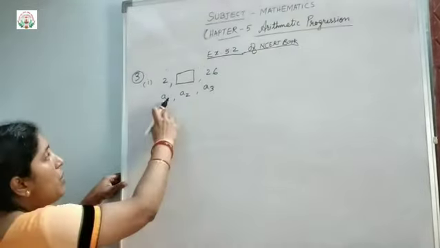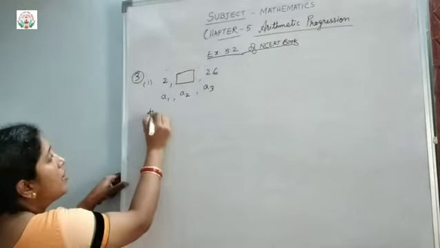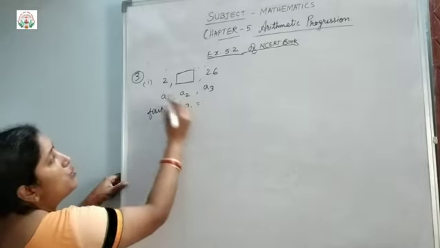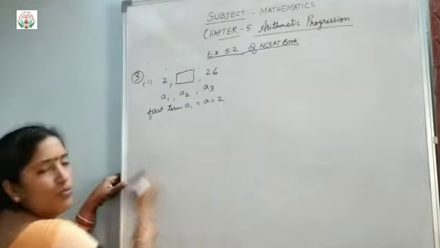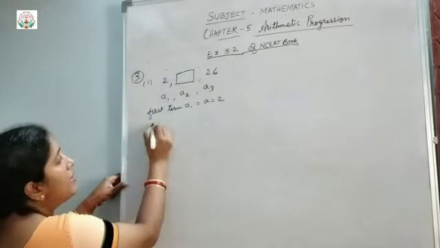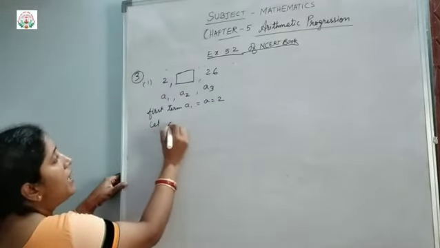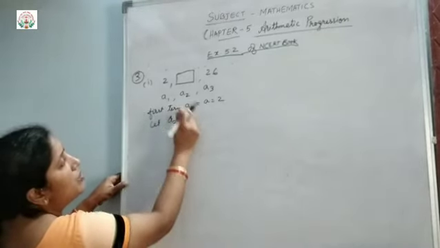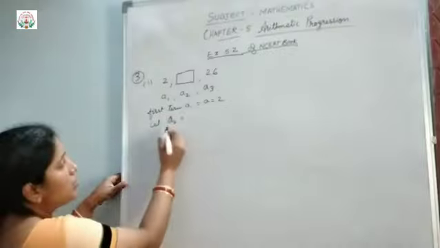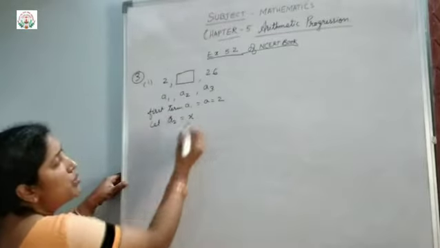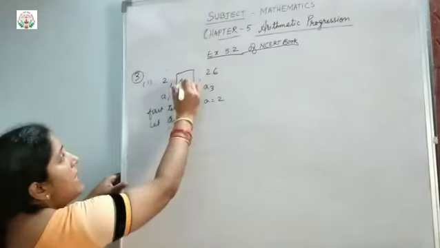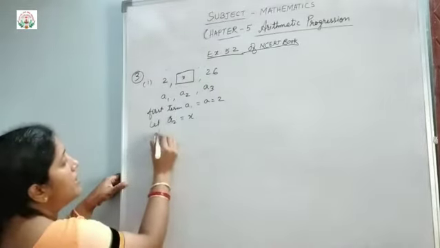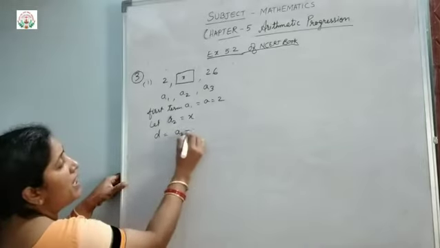Right children? Now A1 is given as what? First term. A1 equals 2. Now A2, this term is not known to us. So let A2 be X. This is your X value, suppose we are taking as X. So what will be your D? D will be equal to A2 minus A1.